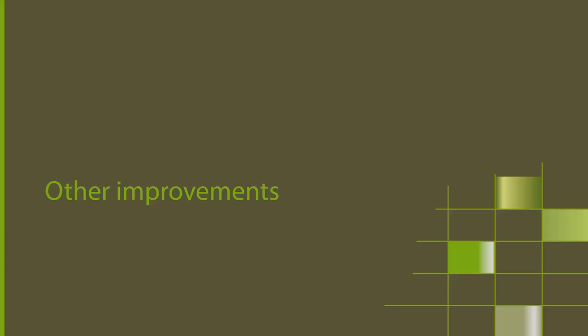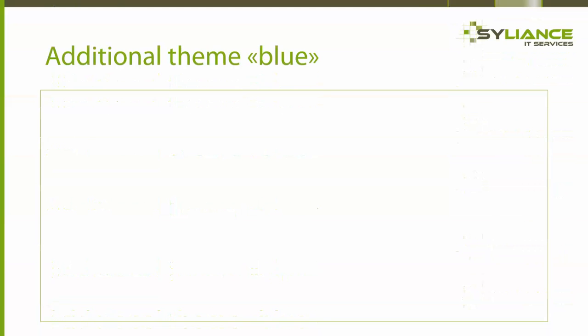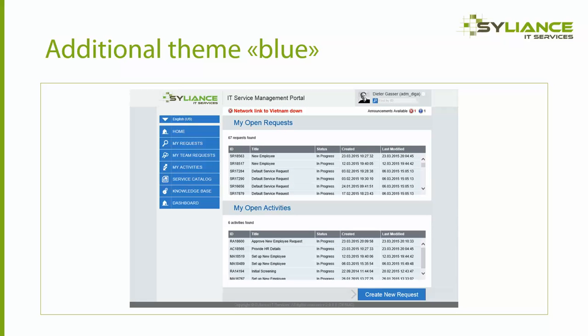Moreover, we have done some other improvements to version 2 of the Syliance ITSM portal. First of all, we have added a new theme, named Blue, which is a little bit of a lighter version of the already existing theme that Syliance ITSM portal version 1 was shipped with. If you do a fresh install, the installer will ask you which theme you would like to apply, and then you can use this theme as a starting point to do your own customizations to the portal.